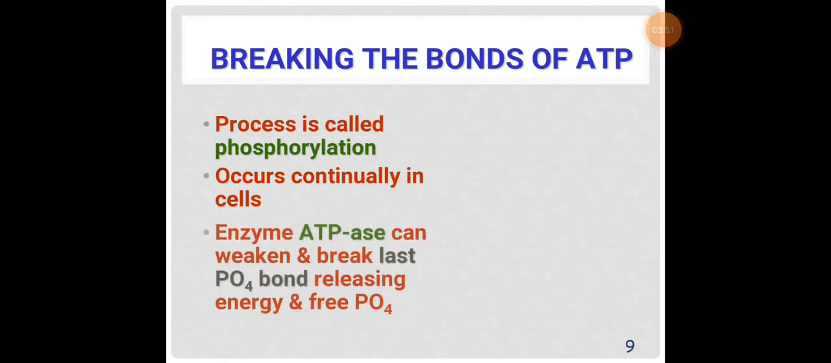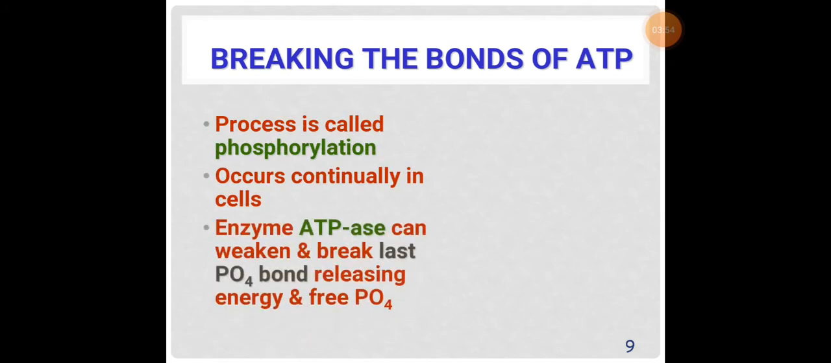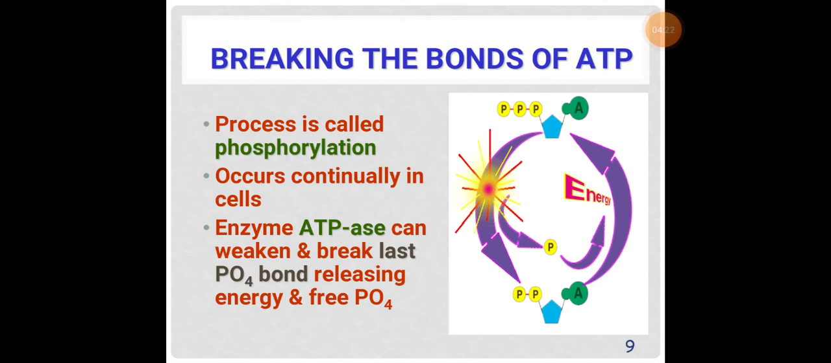So when we break down ATP, we produce adenosine diphosphate or adenosine monophosphate, and we release energy. And this is called phosphorylation. So respiration is the other way around. It is the phosphorylation of ADP, producing ATP. It occurs continuously in the cells by the enzyme ATPase. That is the enzyme needed for breaking down ATP to produce energy and release a phosphate group. It is that simple.